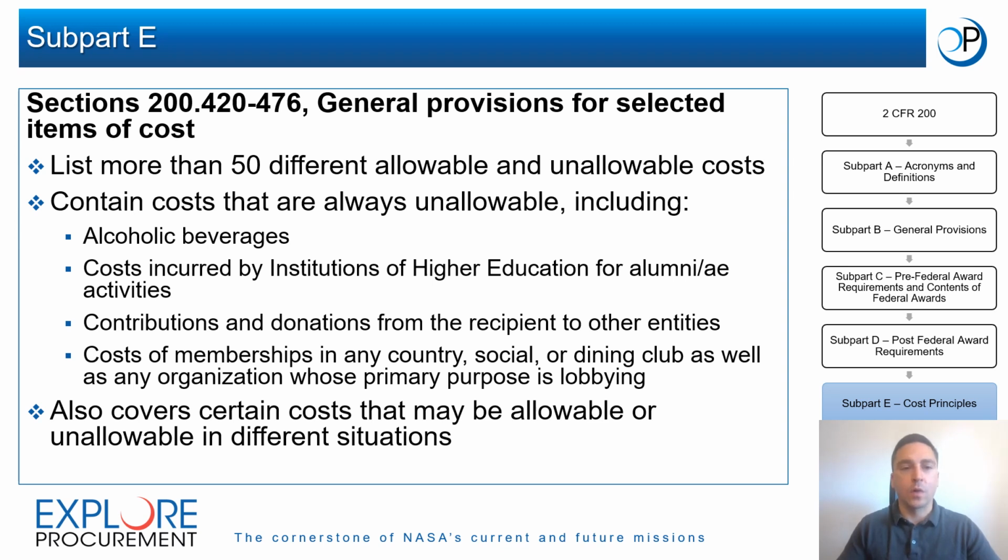There are also certain costs that are allowable in some instances and unallowable in other instances. For example, entertainment costs are generally unallowable. However, they may be charged to an award if the costs have a programmatic purpose and are approved by the awarding agency.